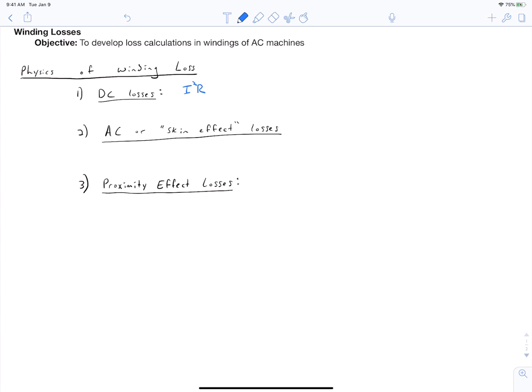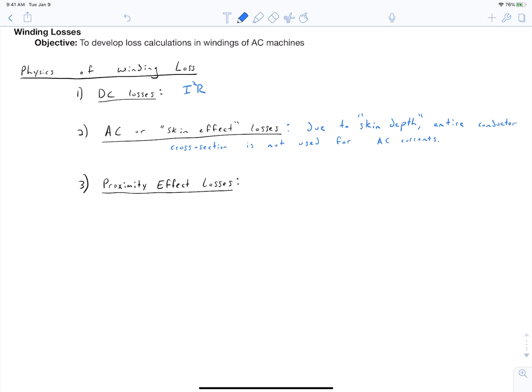The second category is AC or skin effect losses, and this is due to the skin depth of the material. That is, if you have a material that's exposed to a time-varying current, it will only use a portion of the conductor to conduct that current, and that portion is the skin depth. And so effectively what happens is that you have a higher resistance because you're using less of the conductor's surface area. And you can model this by simply a correction factor multiplied by your I squared R DC losses.